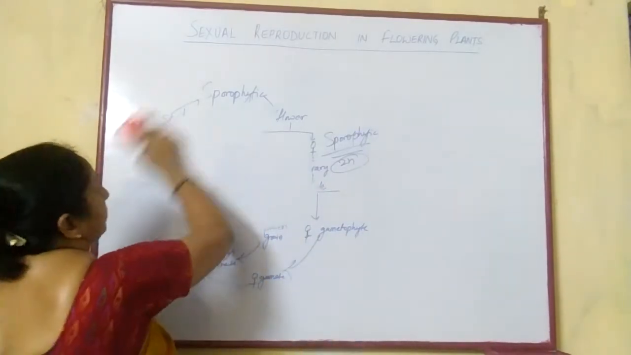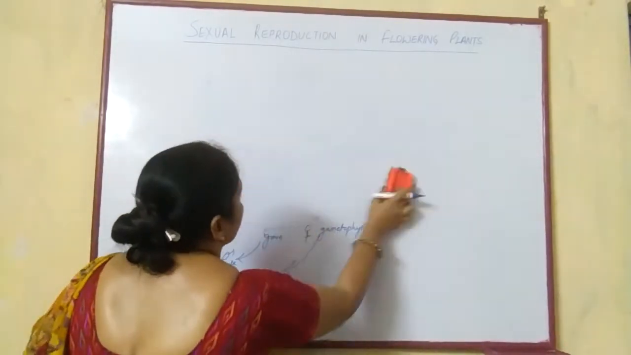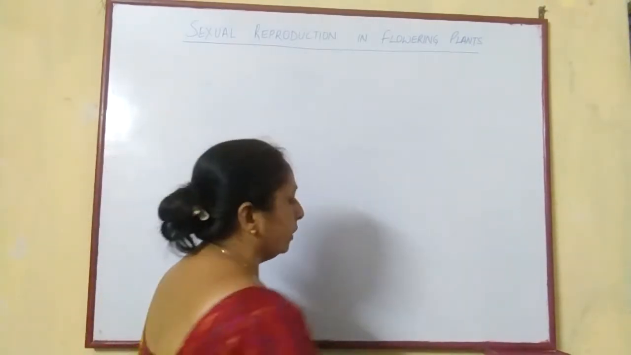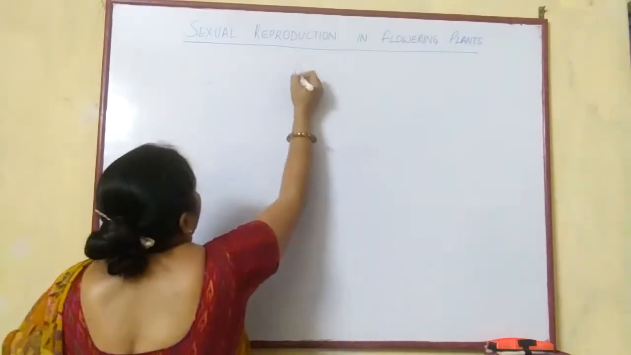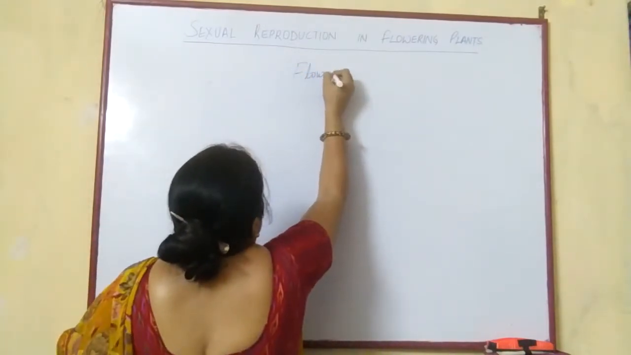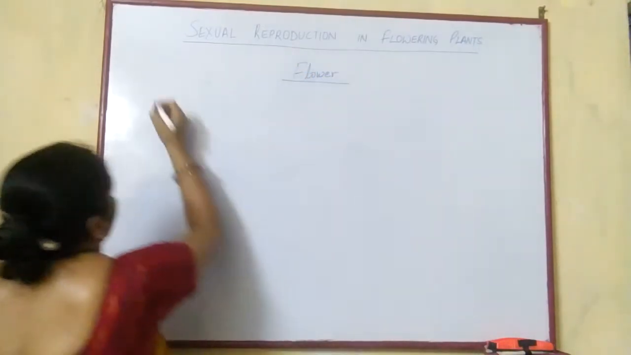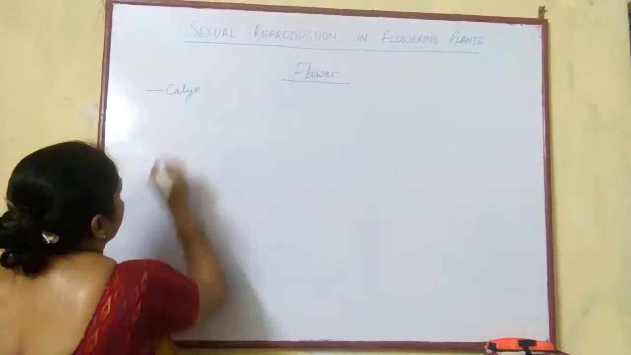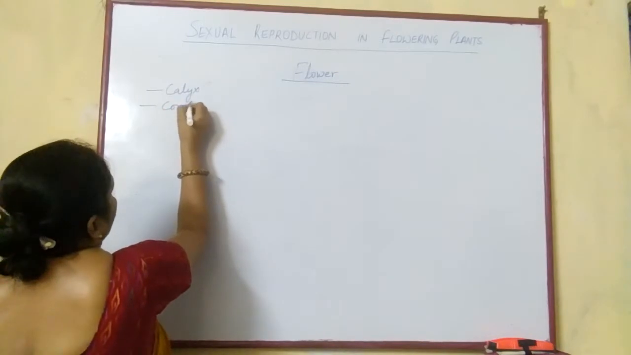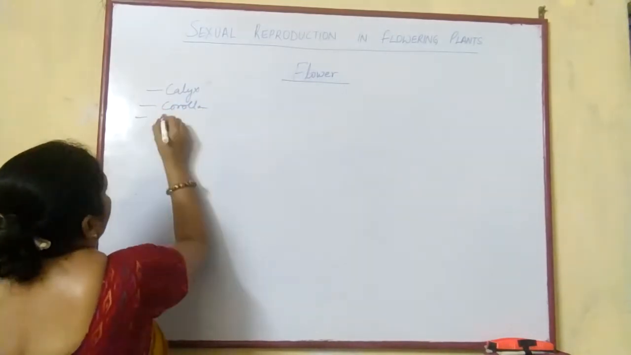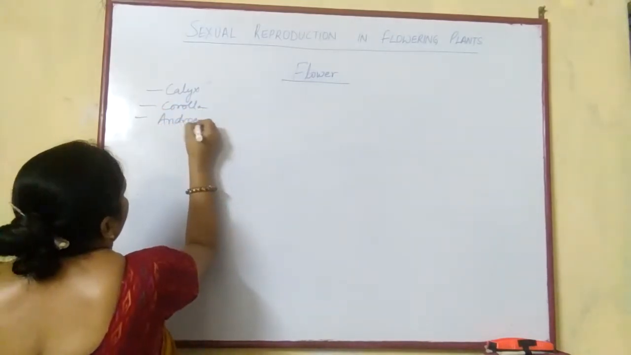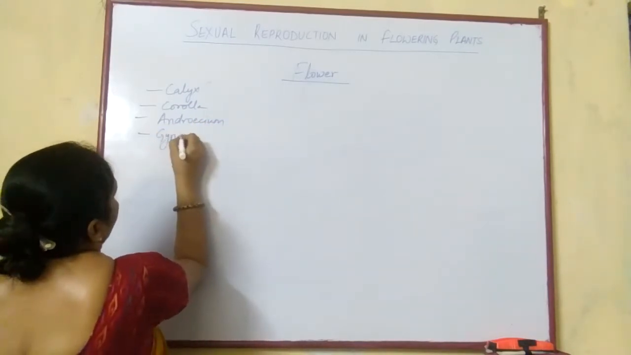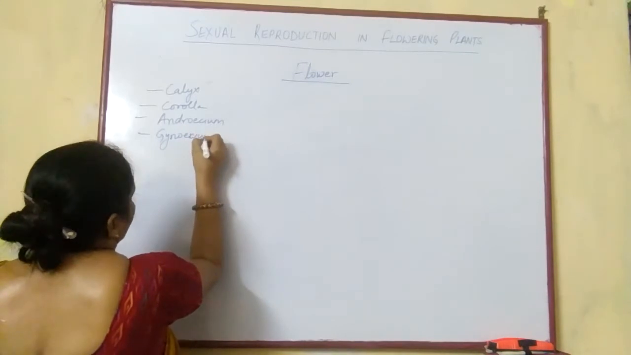Now based on this, the flower is the main structure for the reproductive phase. So we will discuss the flower. We all know the whorls of a flower: calyx, which is a group of sepals; second is corolla, a group of petals; androecium, the male reproductive part; and gynoecium, the female reproductive part.